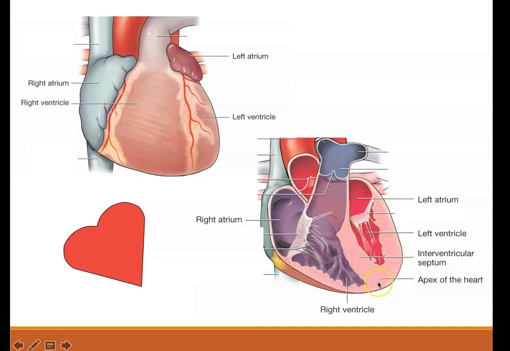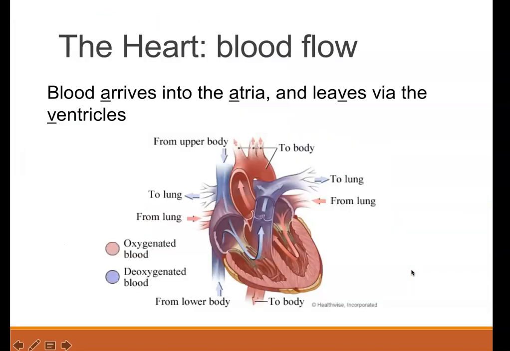We're going to talk about the roles and the blood flow through the heart, but look how thin the muscle is around the side of the right ventricle, whereas around the left ventricle it's very thick. This has to do with the fact that the left ventricle is pumping blood to the body, which is a lot further. You got to get blood all the way down to your toes, whereas the right ventricle is pumping it out to the lungs.